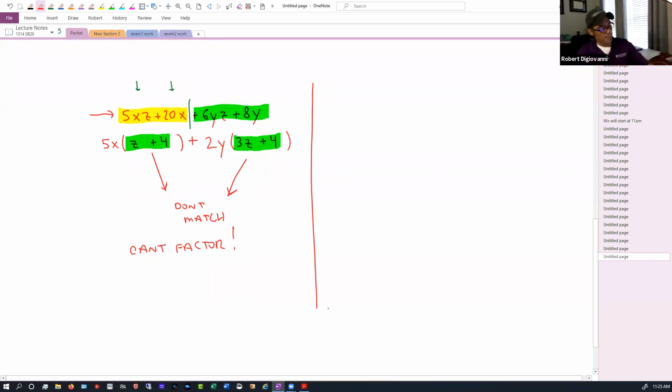So let me change the problem. I'm going to give you a new problem: 5xz plus 20, plus 2yz plus 8y. I'm just going to do a small little tweak to this. So the only thing I changed, I don't know if you noticed this, let me make sure it's going to work. Yeah, that should work. The only thing I changed is that 2, right? It was a 6, but now it's a 2.